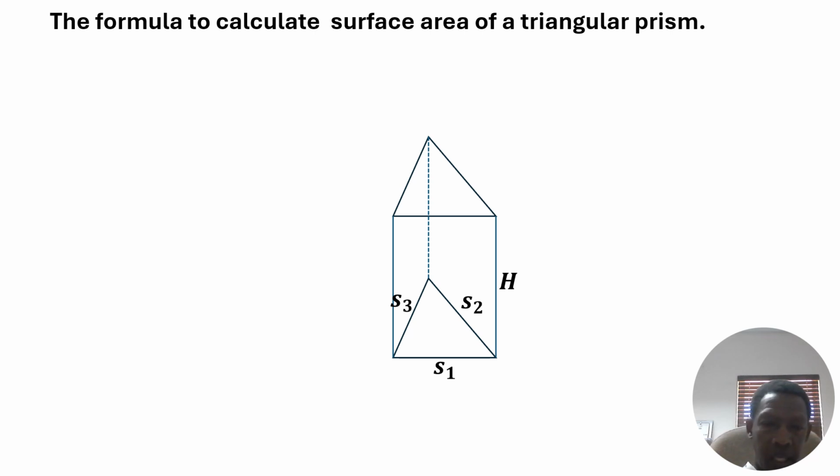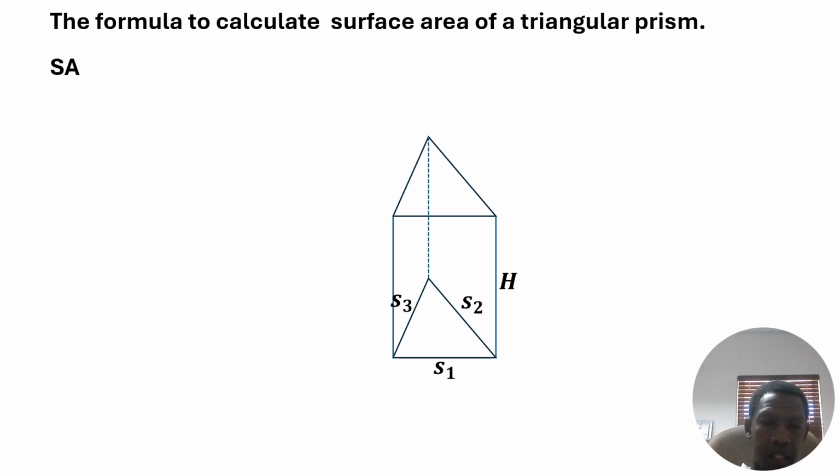Right, as you can see here, the formula to calculate the surface area of a triangular prism has SA, which is the abbreviation for surface area. So we are going to look into the surface area of a triangular prism. Now remember, I've indicated that if you take all the faces of that particular prism and consider the areas of all the faces, those areas, when added together, give us the surface area.